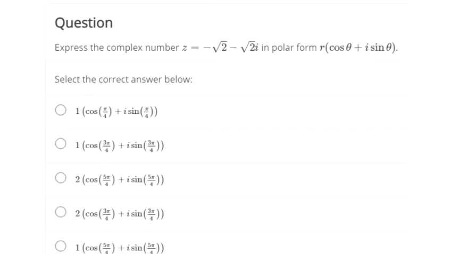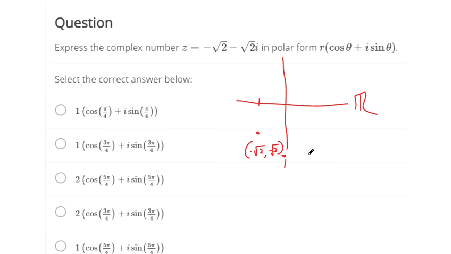Let's see, we're asked to express z equals negative square root of 2 minus square root of 2i in polar form. We could plot this. It's a complex number, so here's the real plane, and here's the imaginary plane. So it's negative square root of 2 on the real plane, and then negative square root of 2 on the imaginary plane. So this point here is negative square root of 2, negative square root of 2.